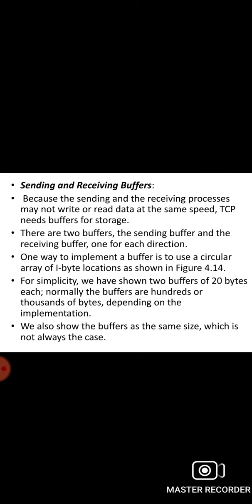Because the sending and receiving processes may not write or read data at the same speed, TCP needs buffers for storage, which you can see here. There are two buffers, a sending buffer and a receiving buffer, one for each direction. These buffers are also necessary for the flow and error control mechanisms used by TCP. One way to implement a buffer is to use a circular array of 1-byte locations, as you can see in this diagram, that is, in a circular way.